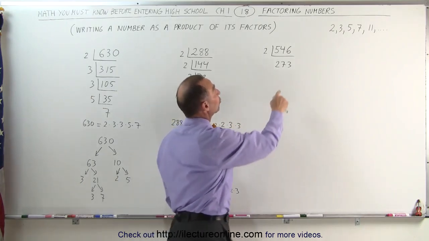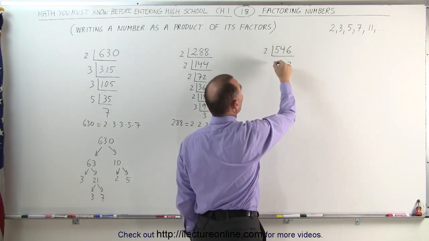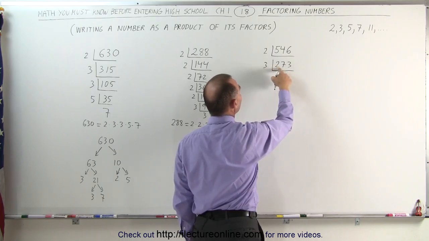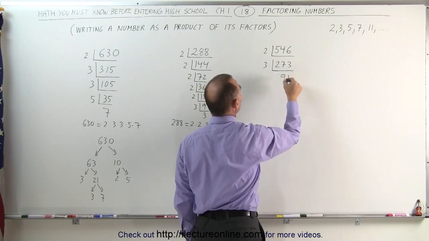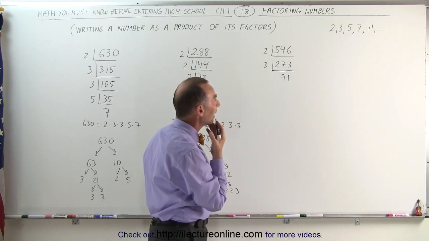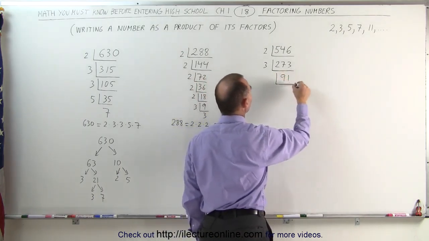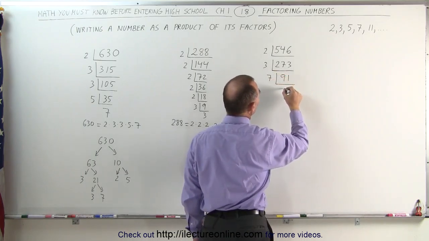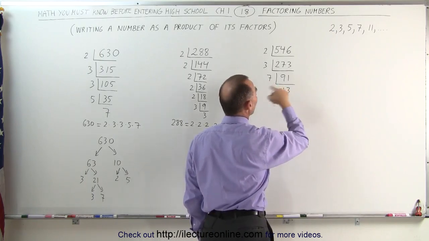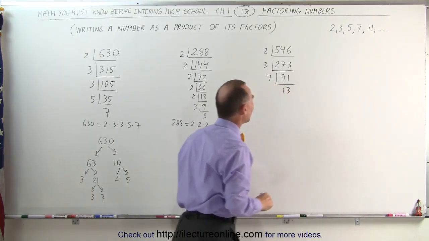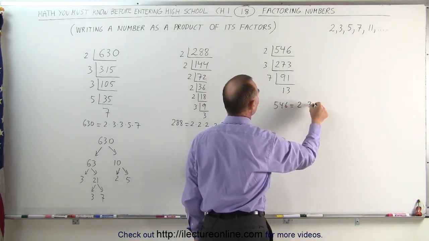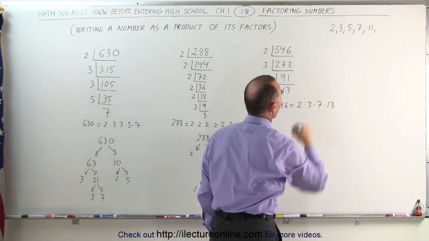And if we add up the digits, 2 plus 7 plus 3, which is 12, that's a multiple of 3, which means this number can be divided by 3. 27 divided by 3 is 9, so 270 divided by 3 is 90, and 3 divided by 3 is 1, this gives us 91. Well, 91 can no longer be divided by 3, cannot even be divided by 5, but it can be divided by 7. We can divide 91 by 7, and we get 13. 10 times 7 is 70. 3 times 7 is 21. 70 plus 21 is 91. So now we have the factors of 546, which means that 546 can be written as 2 times 3 times 7 times 13, all, of course, prime numbers.